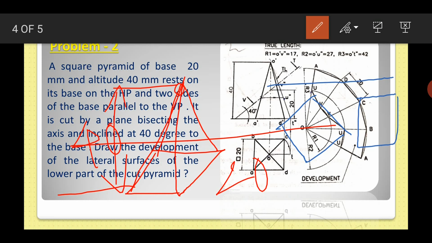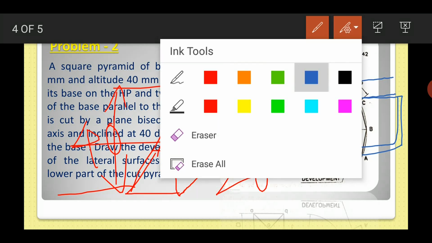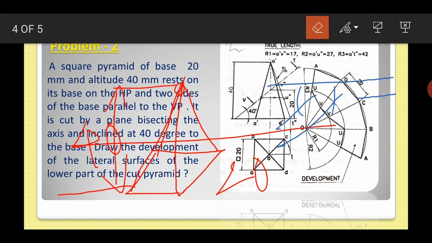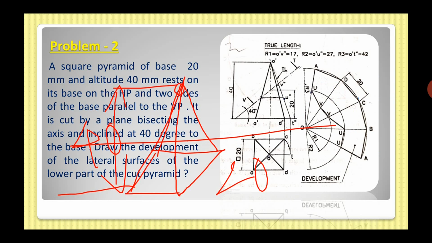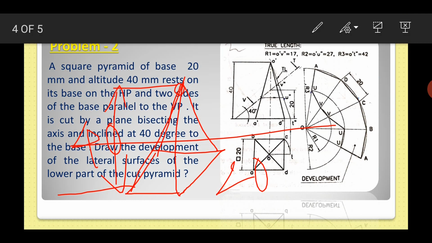But here there is no angle or anything like that given. So that is why we will prefer it like this. And there is also a reason why we have to prefer this way: it is given that two of the sides are parallel to VP, and it is cut by a plane bisecting. So two of the sides actually.